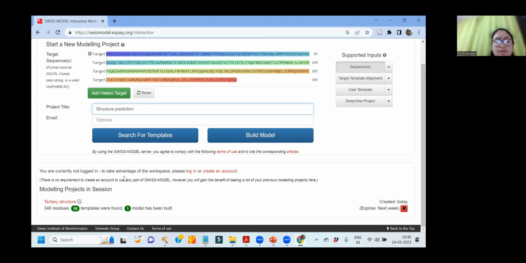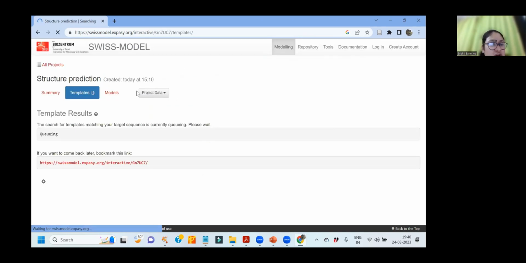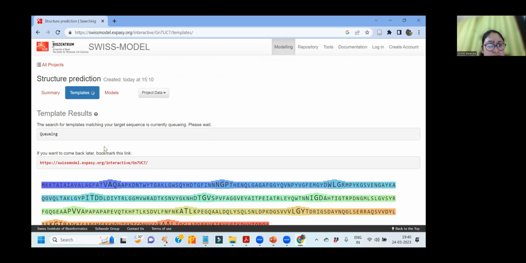So this was my previous one. I just tried with it. So just let's go for search for templates. Is it visible to all of you? Yes, ma'am. Are you able to follow?